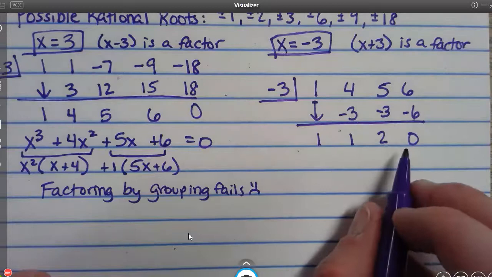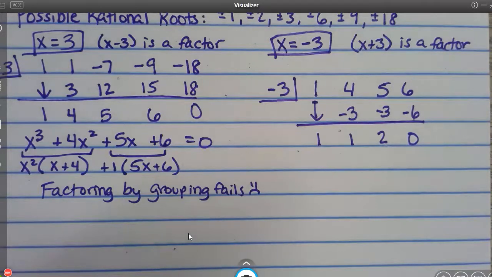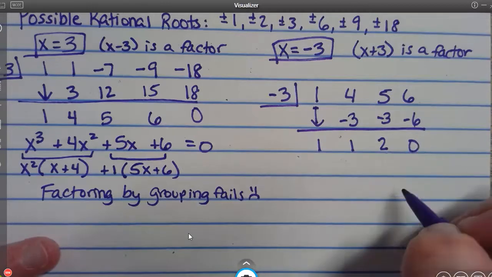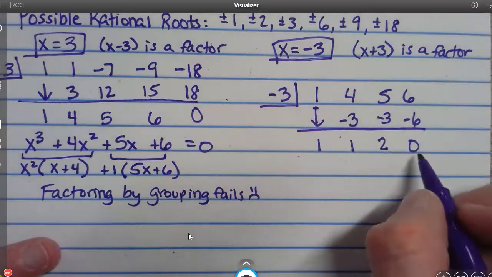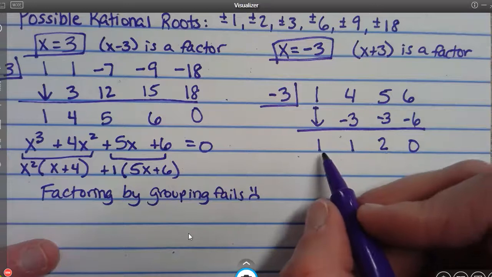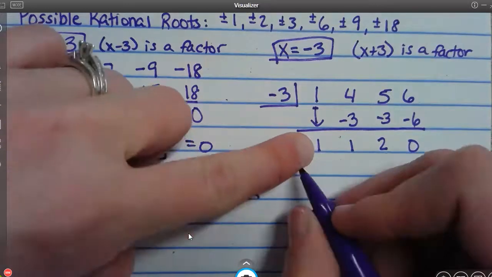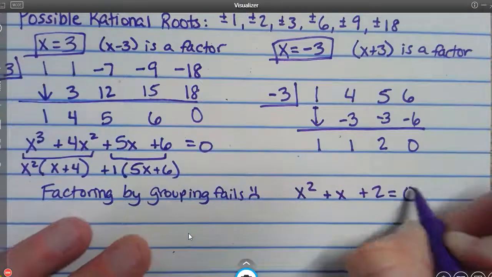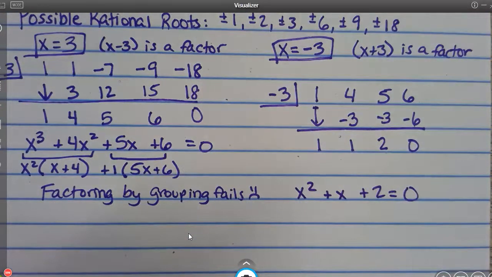There's our synthetic division. We had a remainder 0. That's good. That means -3 actually is a factor. So we're going to translate this now to x's. Here's our remainder, 1s, x's, x squareds. So I have x squared plus x plus 2. I want to find where that equals 0.